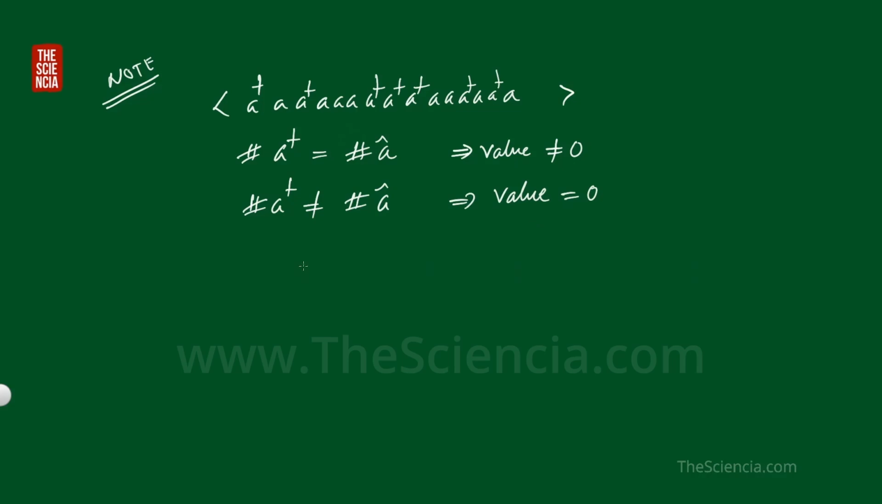If the number of creation operators is not equal to the number of annihilation operators, then this value will definitely be equal to 0. For this problem, let us check the number of creation operators, that is 1, 2, 3, 4, 5, 6, 7, right? And now we have to check the number of annihilation operators, that is 1, 2, 3, 4, 5, 6, 7, 8. See, these numbers are not equal, therefore this value is definitely equal to 0. No need to do any calculation.